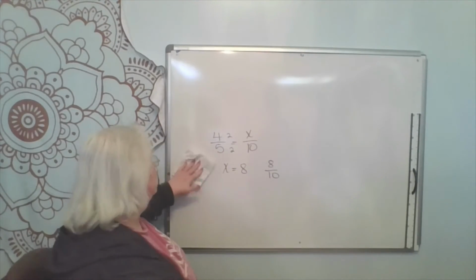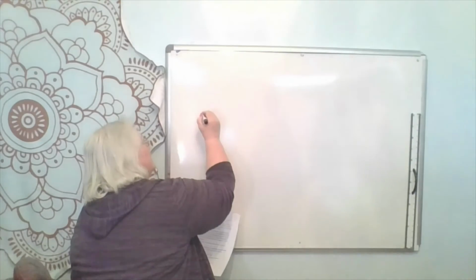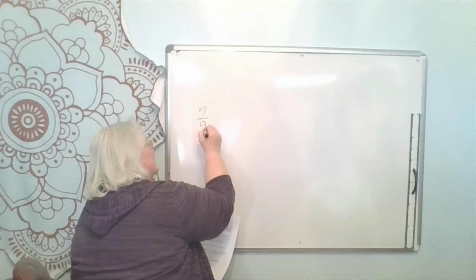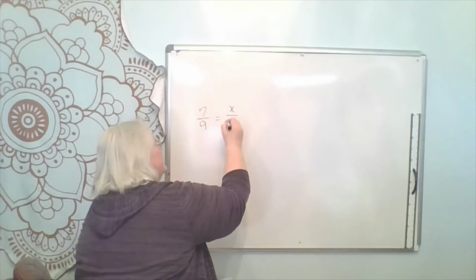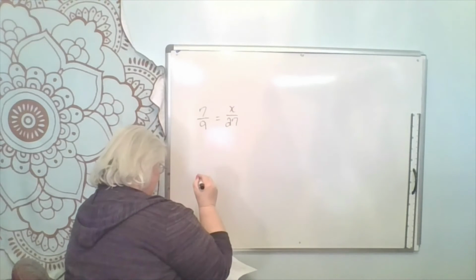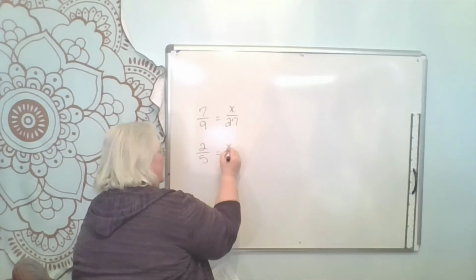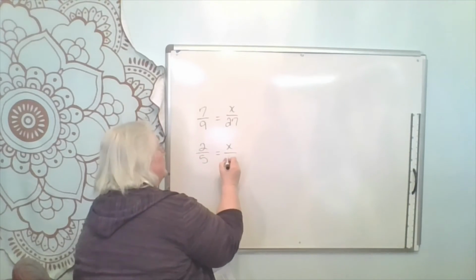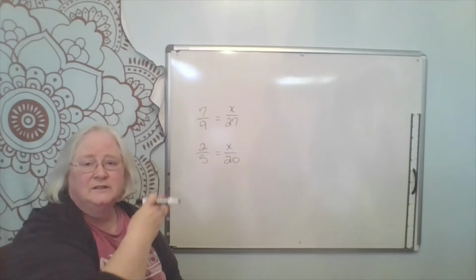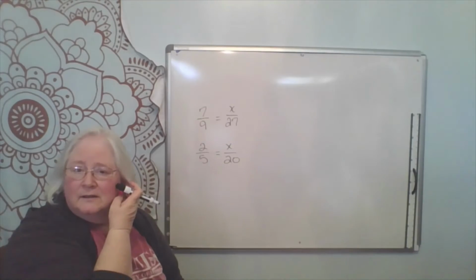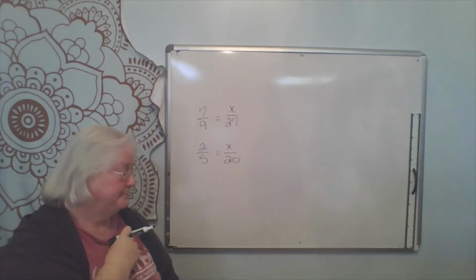Okay, so let's do a couple. So let's say we have 7/9 equals x over 27, and 2/5 equals x over 20. So pause the video and do those two problems real quick and see if you get them right. So pause your video.